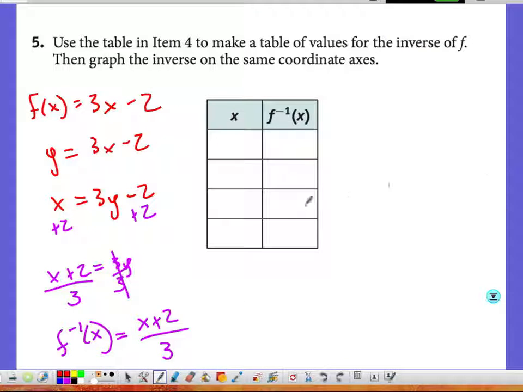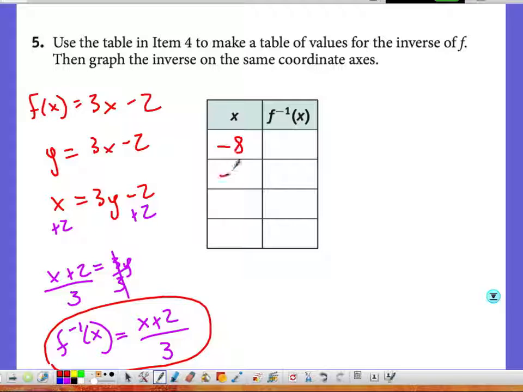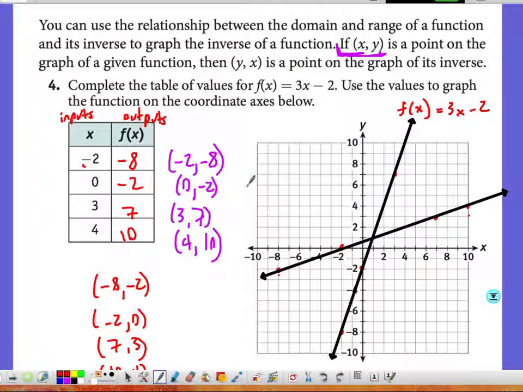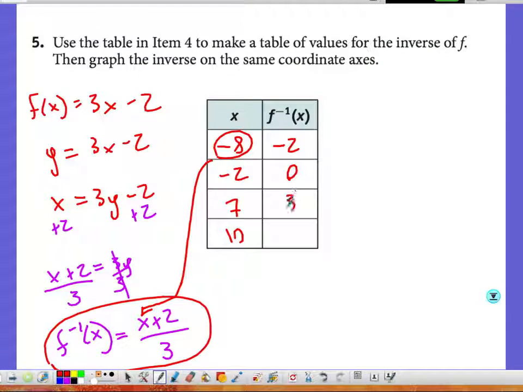But the other way that I was going to do was to take this, find the inverse function, and then graph this. Just pick out some points. And notice we can pick out the points -8, -2, 7, and 10. And when you plug these in to my function, -8 plus 2, which is -6. -6 divided by 3 is -2. And you notice either way you're going to get the same ordered pairs for the inverse. So -2, 0, 3, and 4.